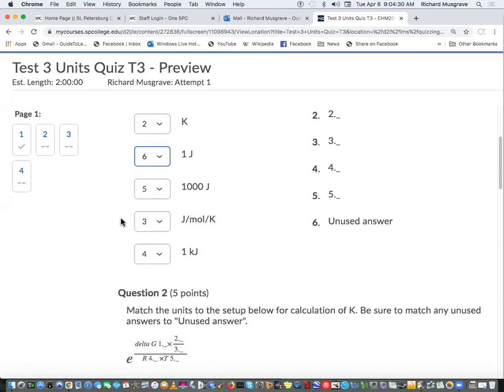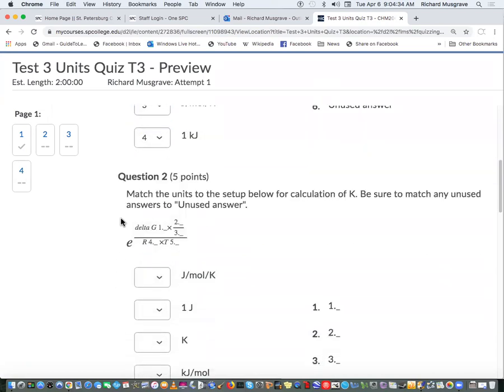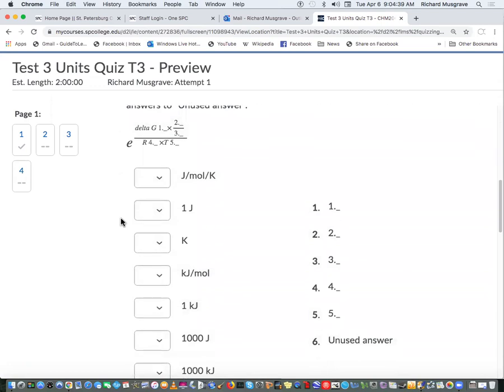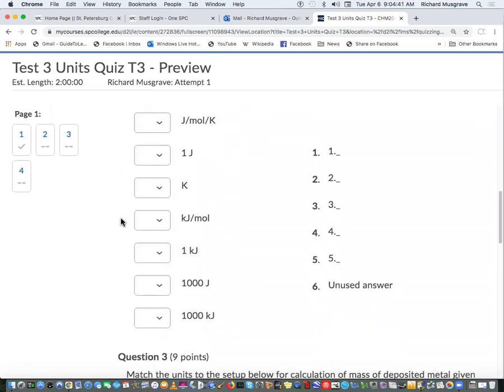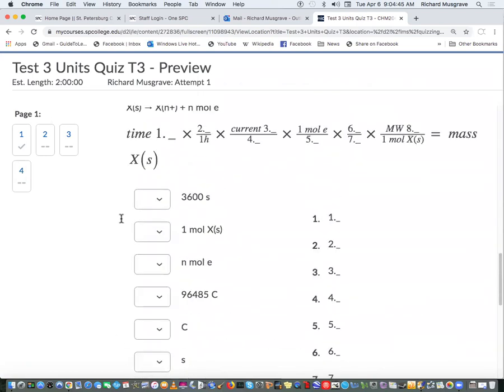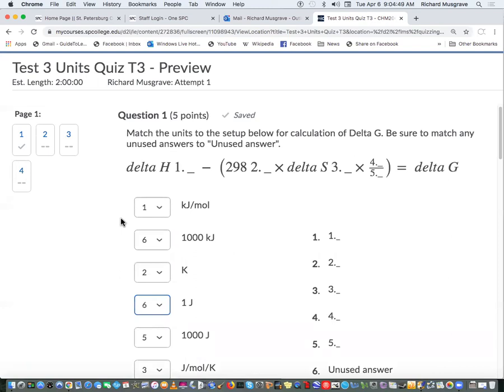Does anybody have any questions? Yeah, so that's all you're doing. You're just putting in the units, just matching them up. And you can do this as many times as you want. It's not proctored either. I don't think it gives you the correct answers, but you can do it till you get 10 out of 10. It's unlimited.